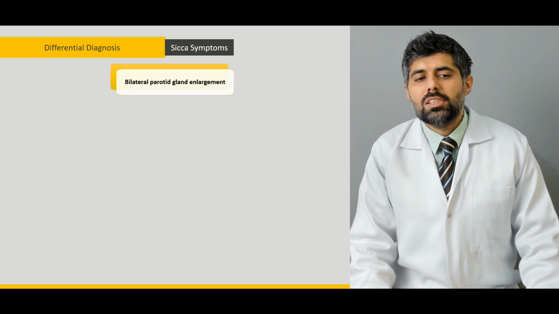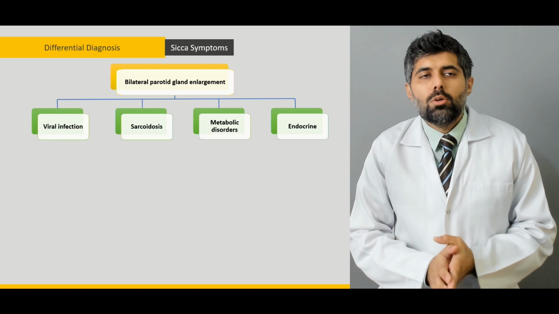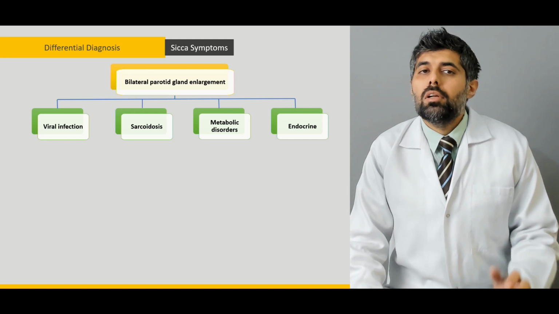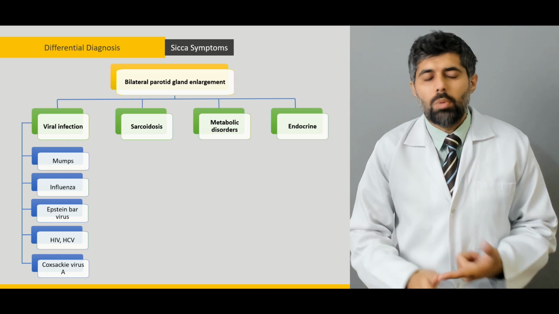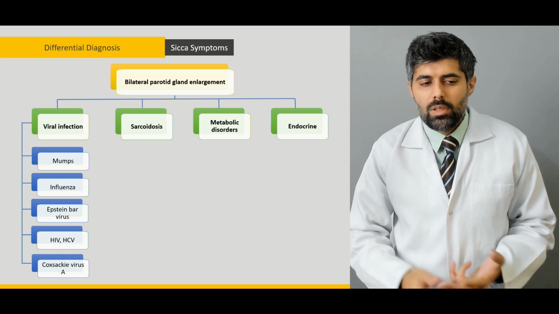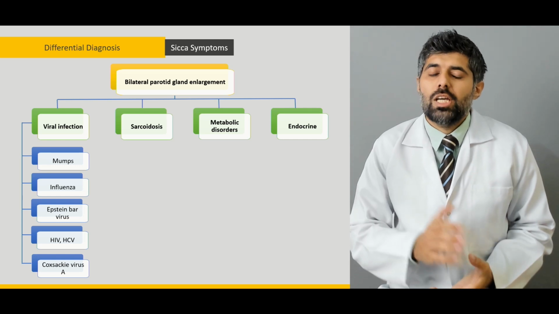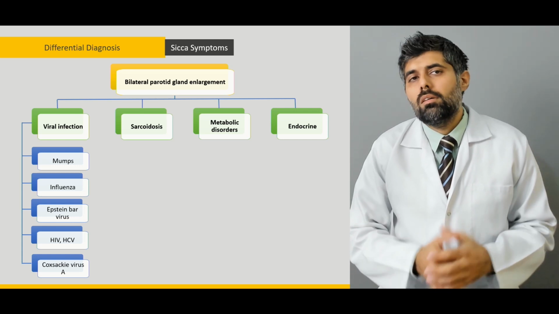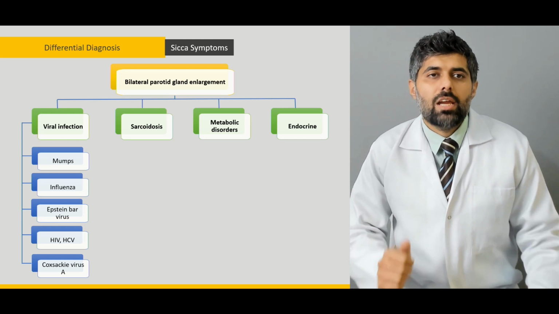Now, the next sicca symptom is the bilateral parotid gland enlargement. Now, it can be due to viral infections, sarcoidosis, metabolic disorders, and even endocrine disorders. As for viral infections, it can be due to mumps, which is more common in children. It could be due to influenza. It can be due to the Epstein-Barr virus. It can be even due to the HIV or hepatitis C virus, and even due to the relatively unknown virus known as the Coxsackie A virus.